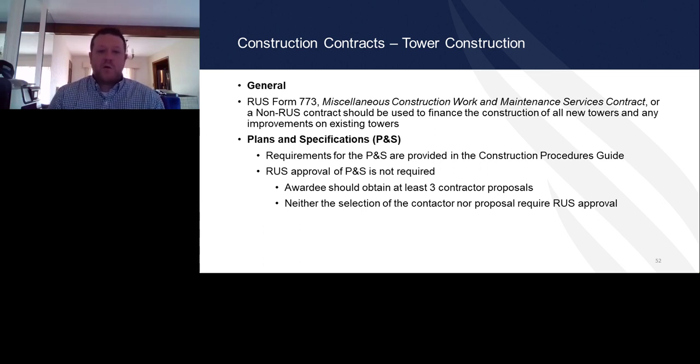Plans and specs. The engineer will prepare plans and specs, which consist of the RUS form 773 or non-RUS form, diagrams, sketches, detailed specifications covering material and workmanship. Requirements for plans and specs are in the application guide on page 23. The awardee should obtain at least 3 contractor proposals, and neither the selection of the contractor nor the proposal require RUS approval. Solicit proposals from at least 3 contractors.